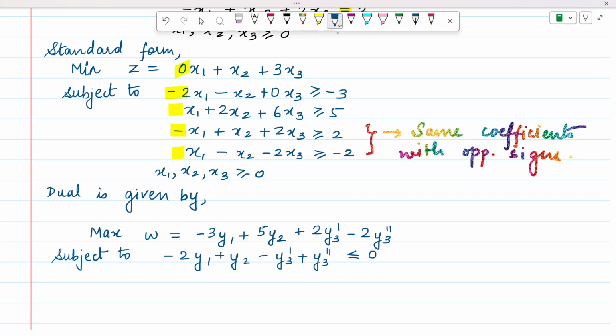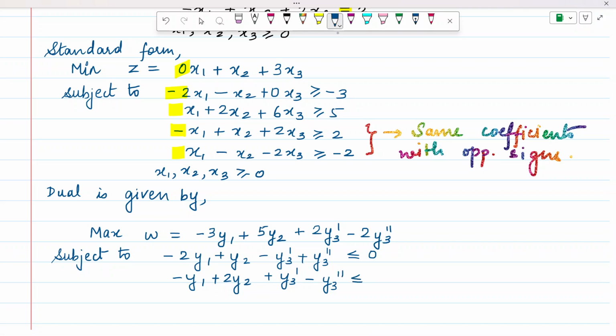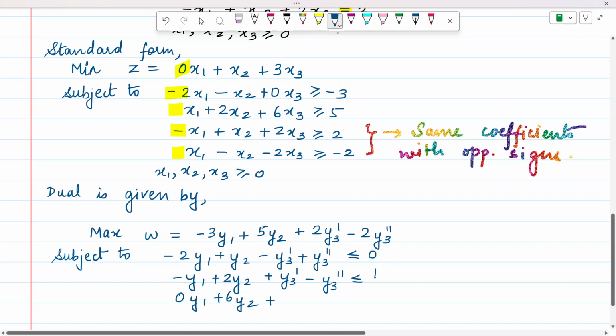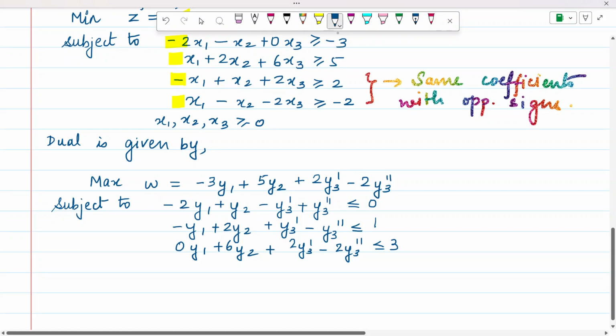Okay. Then comes all the coefficient of x2. So -y1, +2y2, +y3 prime, and -y3 double prime less than or equal to, again, x2 coefficient, which is 1 here. And lastly, we have 0y1 plus 6y2 plus 2y3 prime and 2y3 double prime, which is less than or equal to 3. Okay. So these are the three constraints, and we'll write here y1, y2, y3 prime, and y3 double prime. All of these are greater than or equal to 0.